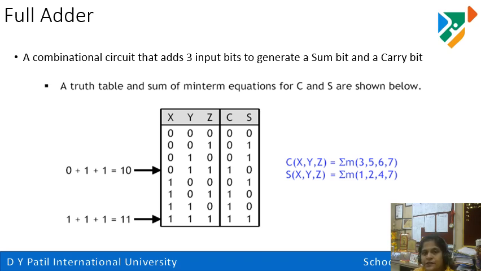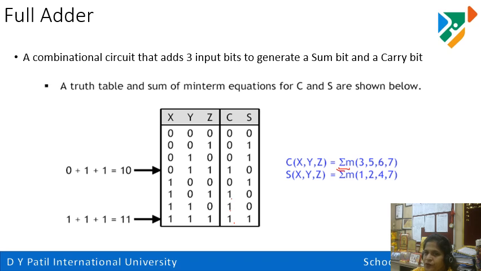So a combinational circuit that adds 3 input bits to generate a sum bit and a carry bit is called a full adder. Now, we have seen what is a min term and what is a max term. So this is how we represent a min term. This means where 3 will have a value 1, 5 will have a value 1, 6 will have a value 1 and 7 will have a value 1. That is for the carry.